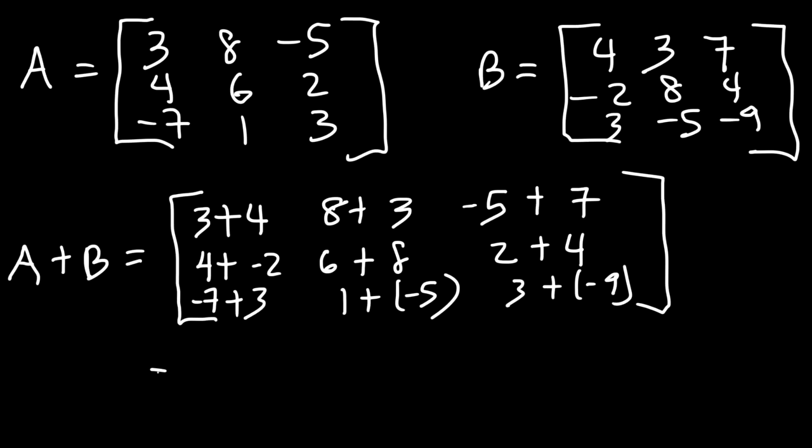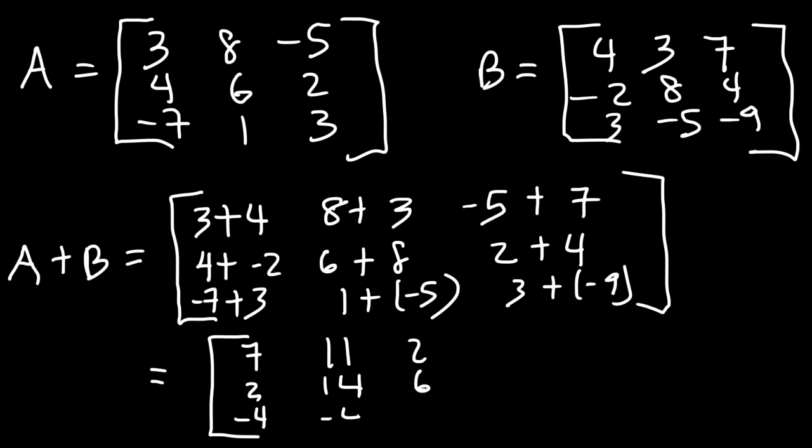So let's go ahead and add those numbers. So the first one, 3 plus 4, that's 7. And then we have 8 plus 3, which is 11. And then -5 plus 7, which is 2. And then 4 plus -2, which is 2. And then 6 plus 8, that's 14. And then 2 plus 4, which is 6. -7 plus 3, that's -4. 1 plus -5 is -4 as well. 3 plus -9, -6. And so that's the sum of matrix A and B.